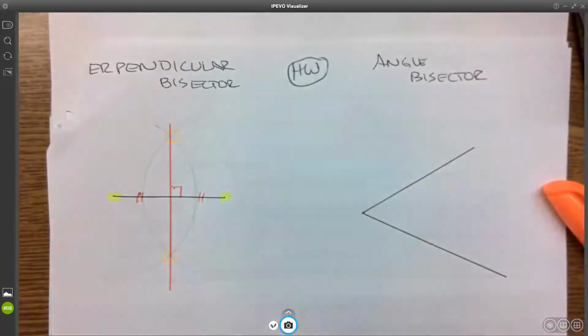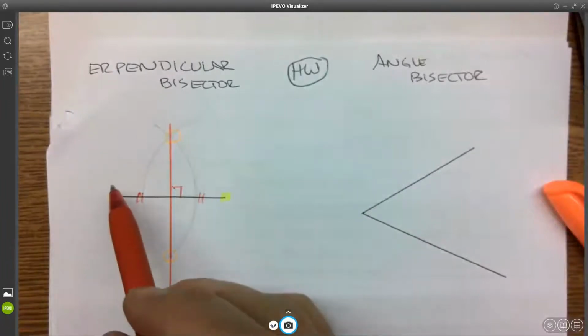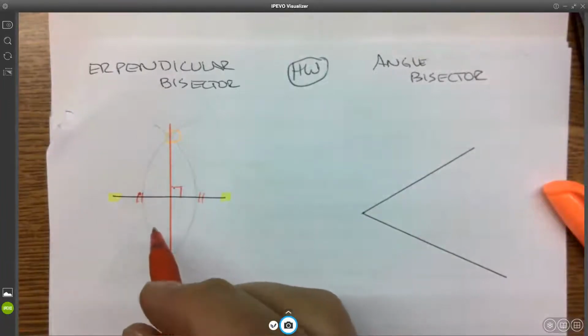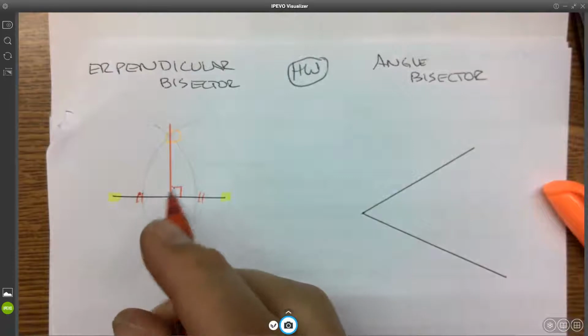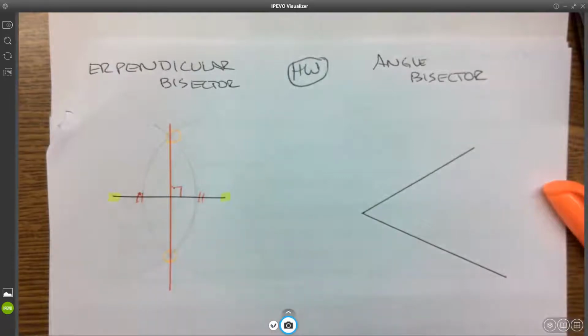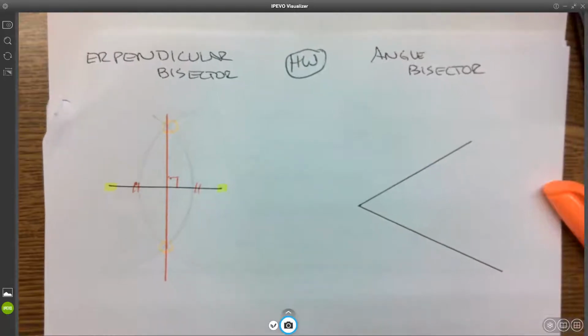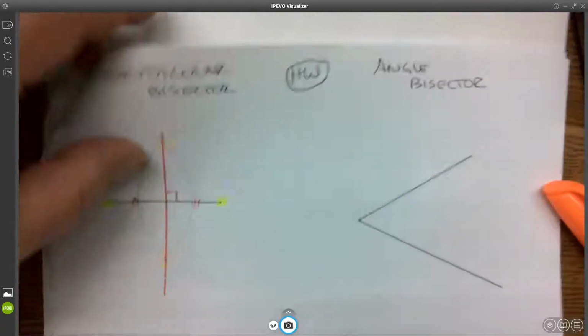Now, this skill, perpendicular bisector, is the core of something you're going to do like another 30 times today. So getting good at this is something you should do. Let's flip back to the notes side.